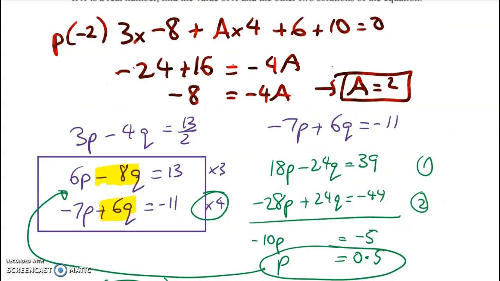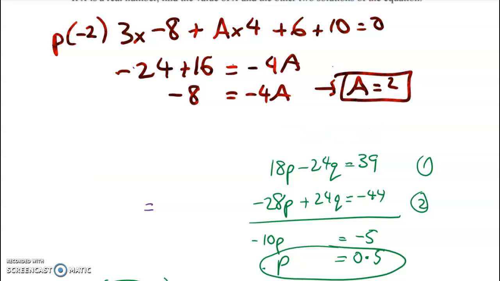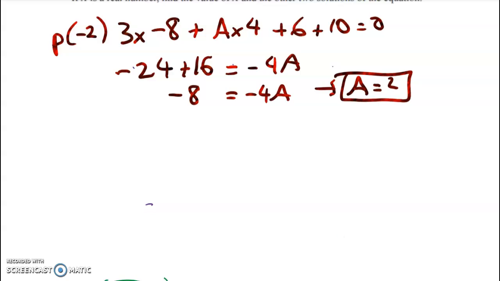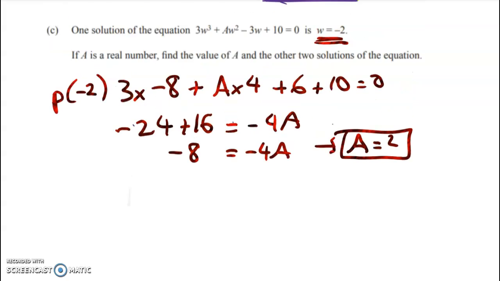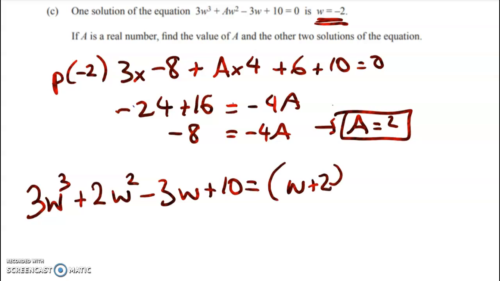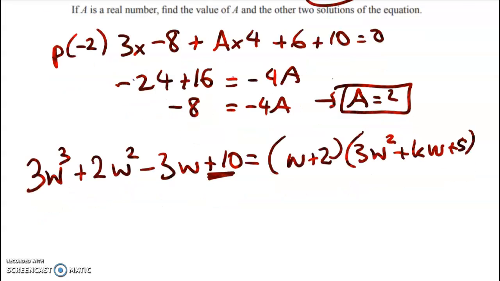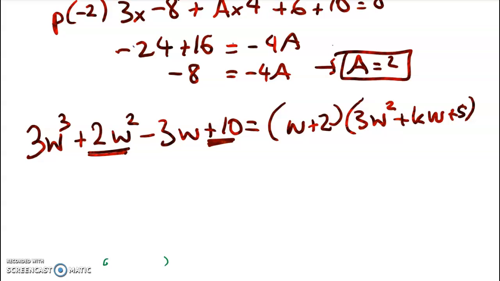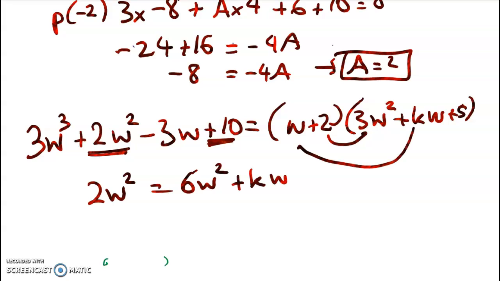Next thing we have to do is to find the other two solutions of the equation. So obviously there's always a few different ways to go here. I'm going to do this one with matching. I'm sure there are people out there who'd rather do it with polynomial long division, that's up to you. So what have we got? 3w cubed plus 2w squared minus 3w plus 10 is going to equal w plus 2, because we know that root, times, and now I'm going to match up. I must have 3w squared, and then I'm going to have some w term, so we'll call that k, and to match up on the plus 10, I've got to have a 5 here. Looking just at the 2w squared coefficient, 2w squared is coming from the 6w squared plus the kw squared. So the k in that quadratic must be negative 4.